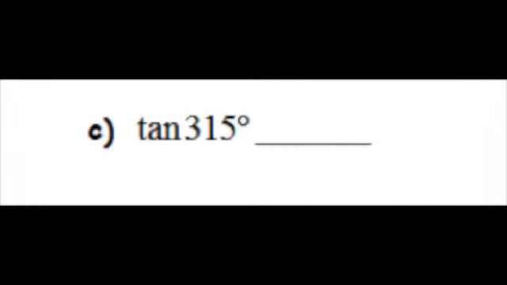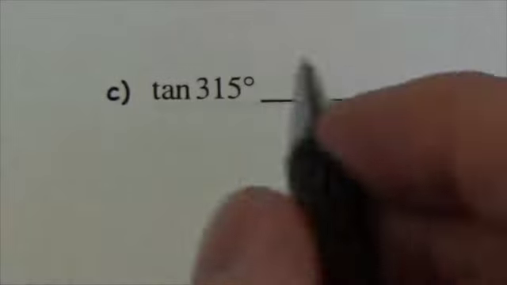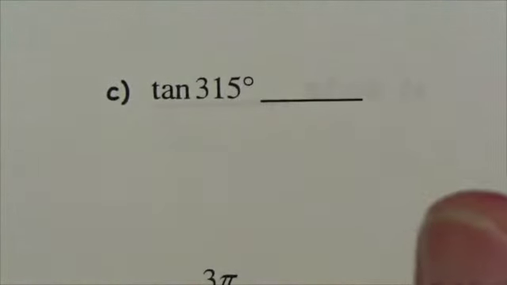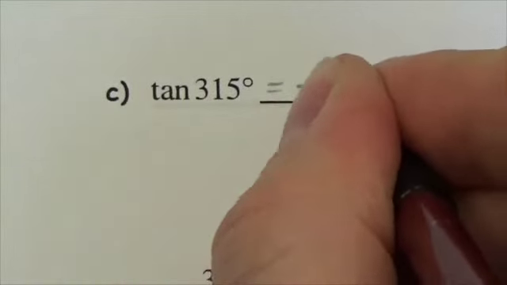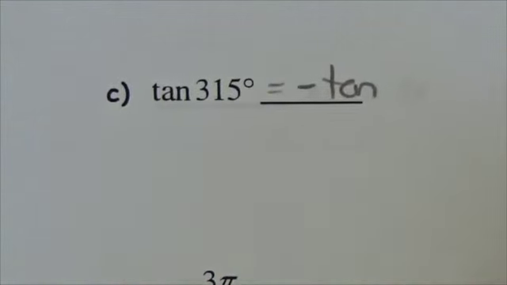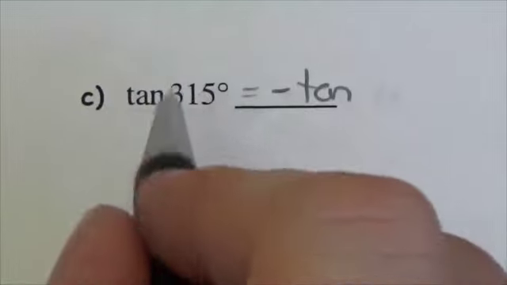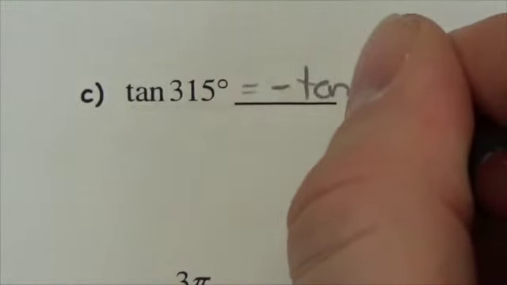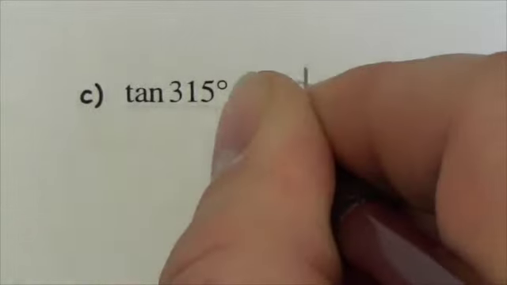The tangent of 315 degrees. And now I continue the pattern. 315 is in quadrant 4. Tangent is negative in quadrant 4. If you were to add 45 to 315, you get 360. So the reference angle here is 45.